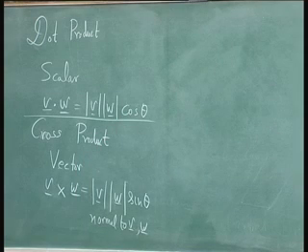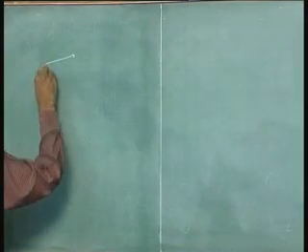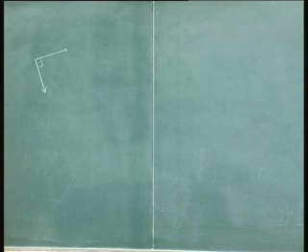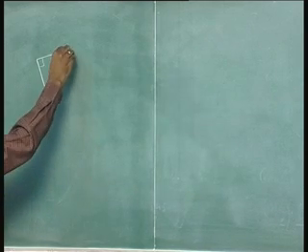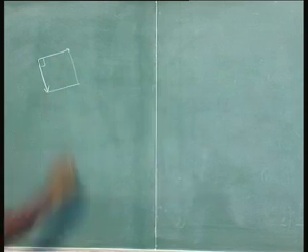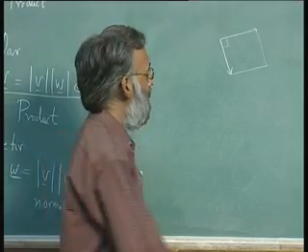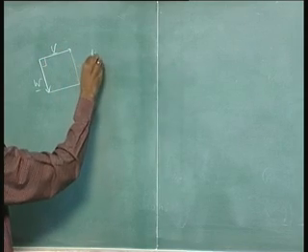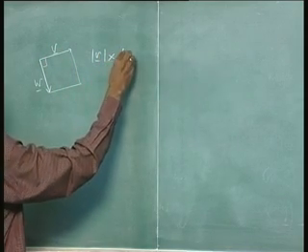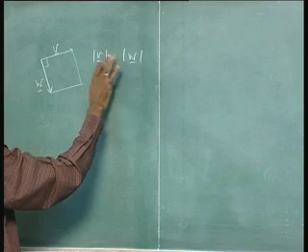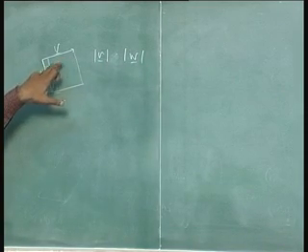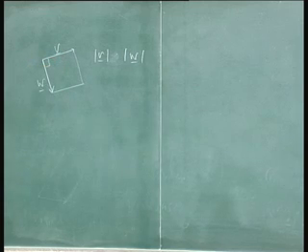There is a very important place where this keeps appearing. Supposing we have two vectors which are at right angles, then we know that the area of this square is the magnitude of the first vector multiplied by the magnitude of the second vector. The area of a rectangle is the product of the two sides.